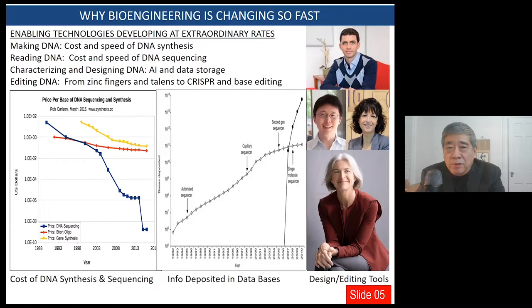Now, you put together that information, and there's another revolution being represented by the photographs on the right side of the diagram, and it's advances in characterizing and designing DNA. And a lot of that is information technology. The gentleman in the upper right-hand corner, Manolis Kellis, is one of the smartest guys I know at MIT.